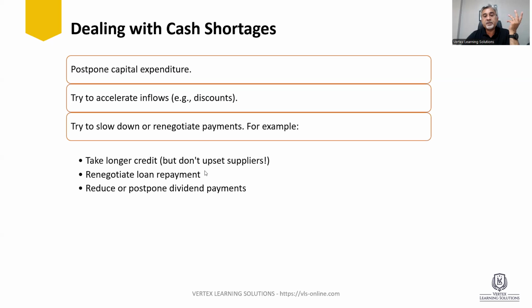Take longer credit, but don't upset suppliers. Do not upset your suppliers, otherwise you will be out of your input materials. Renegotiate loan repayment with your banks or with other creditors. Reduce or postpone dividend payments. Don't make any dividend payments, wait for it. So when you have cash shortages, you need to handle that.